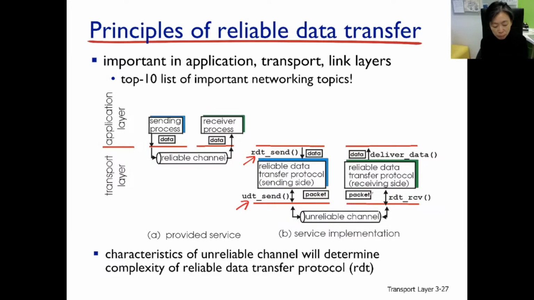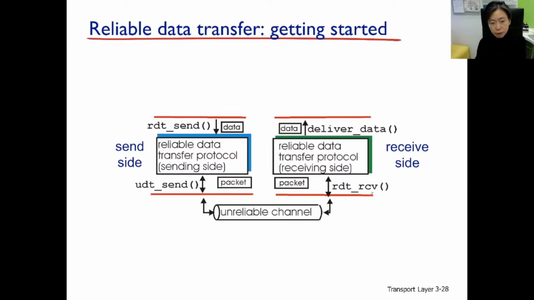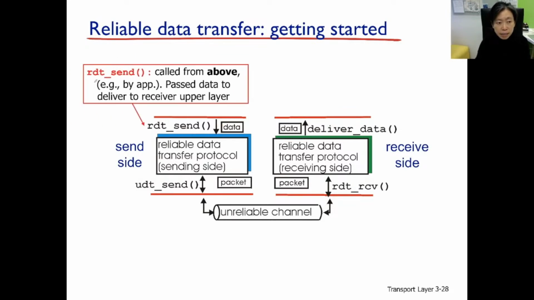So let me blow it up and explain a little bit further. All right, so sending processes here, generating messages. Those messages get passed down to the transport layer, and those messages are now called data. All right, and RDT send is the function the sending process calls to pass the data down. Okay, so RDT send here is to be called from above, from the sending process. Okay, and it is to pass the data down such that it will arrive at the receiver end.